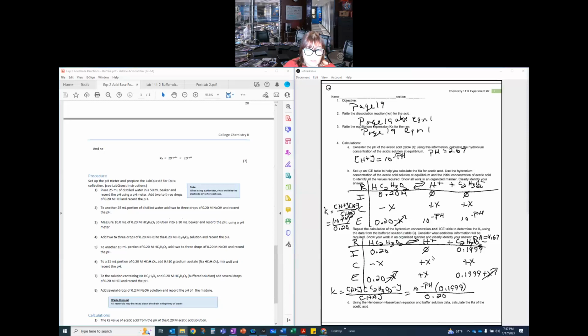Awesome. Now, using the Henderson-Hasselbalch equation and the buffer solution data, calculate the Ka of acetic acid. Well, Henderson-Hasselbalch is that pH equals pKa plus the log of the concentration of C2H3O2 minus over HC2H3O2. Okay. I know what the pH is. I'm going to plug in 4.67 for that.